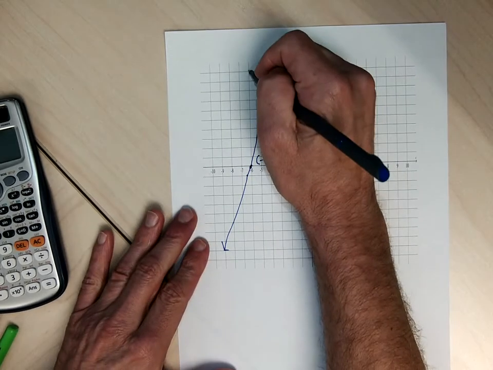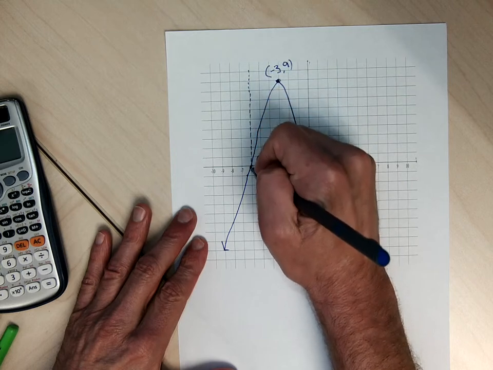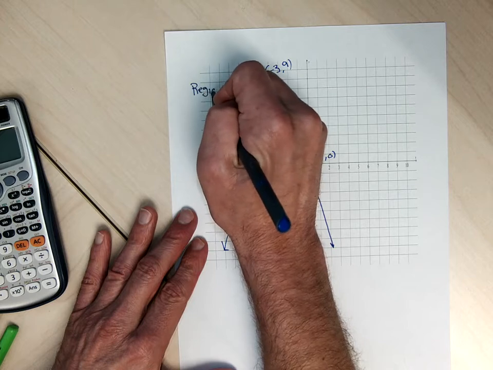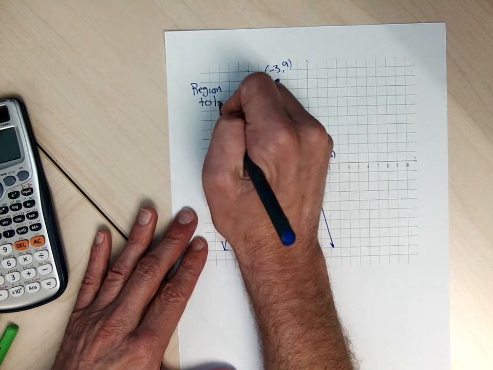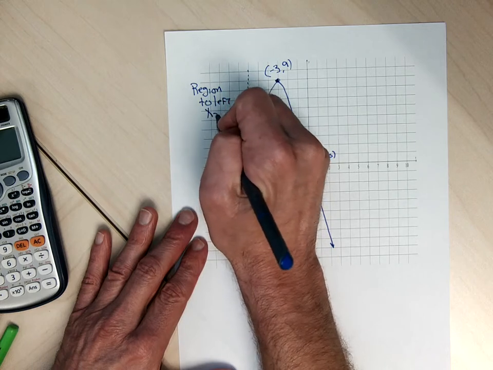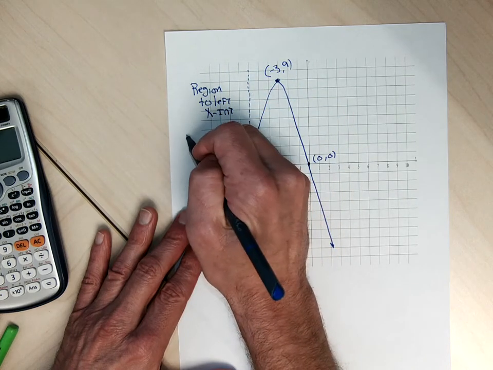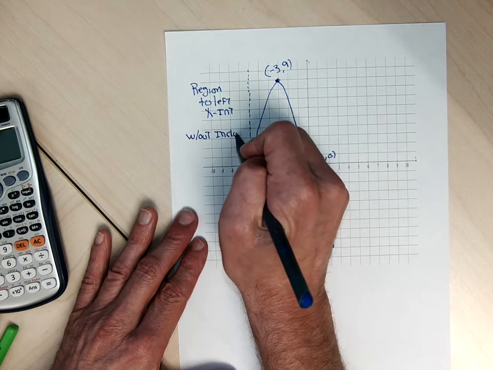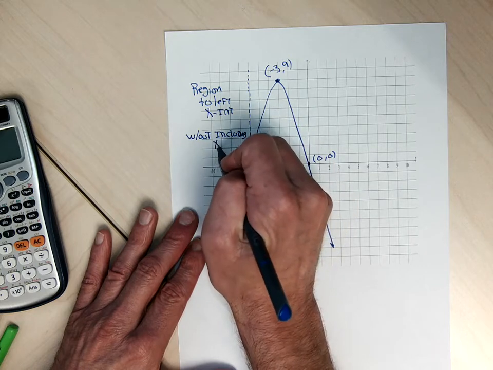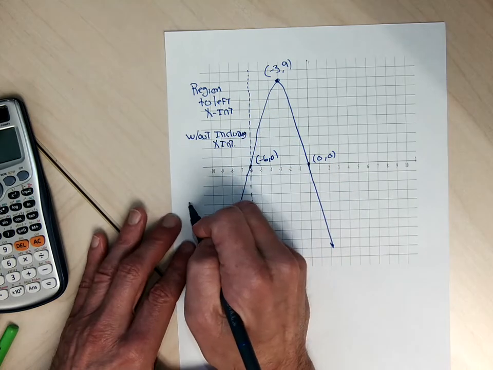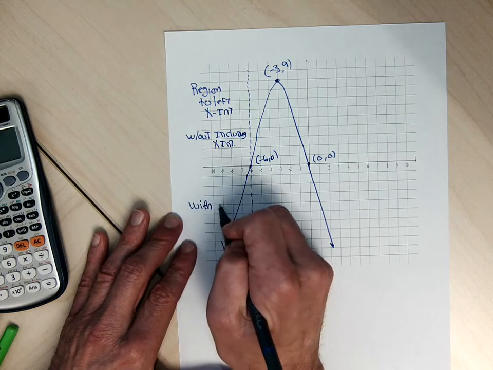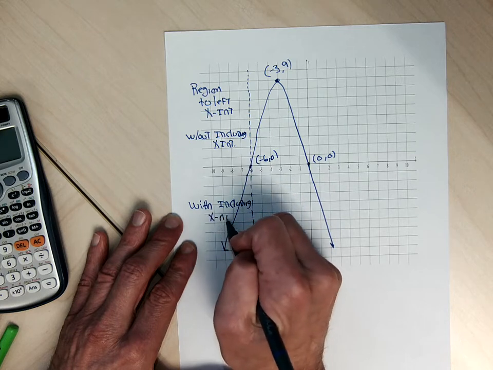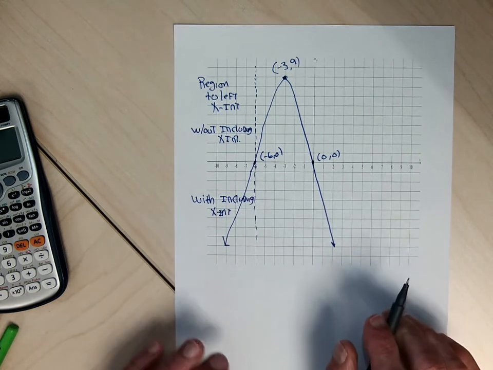The first region of the graph I'm going to describe is this region to the left of all the x-intercepts. And I want to do it without including the x-intercept, and with including the x-intercept. When I create the intervals, they're in terms of x's.